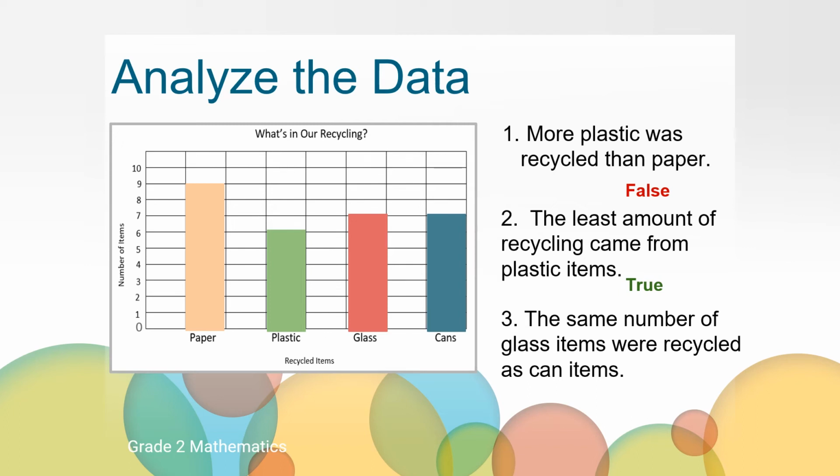This statement is true. Prove how you know by using data in the bar graph to explain your thinking. That's right. The bars for both glass and cans are equal in height. Both show 7 items were collected in each category. This statement is true. Here's a challenge. Can you tell how many total pieces of recycled items were collected? Take a moment to find your answer.